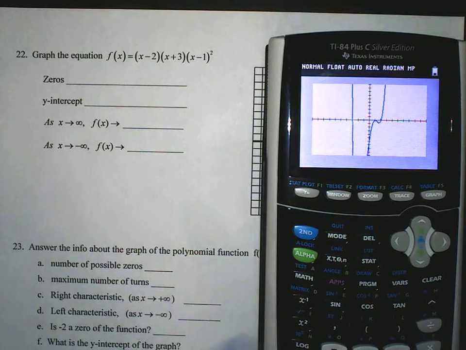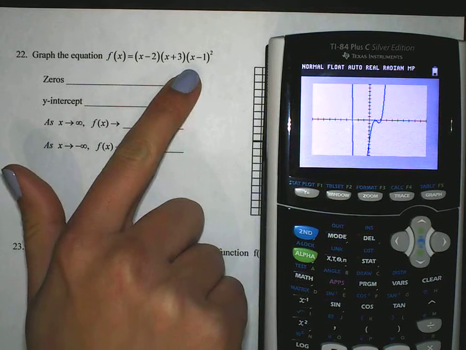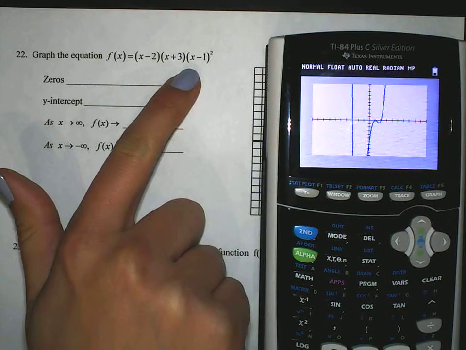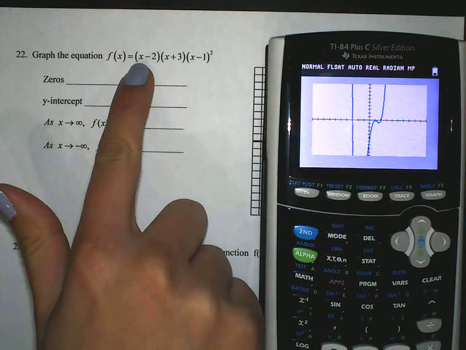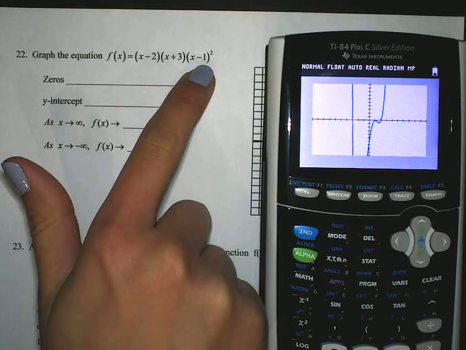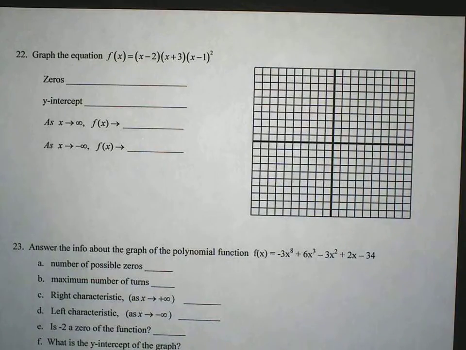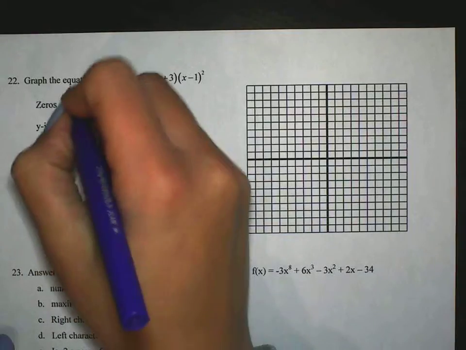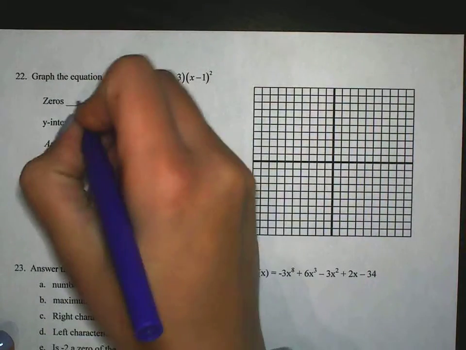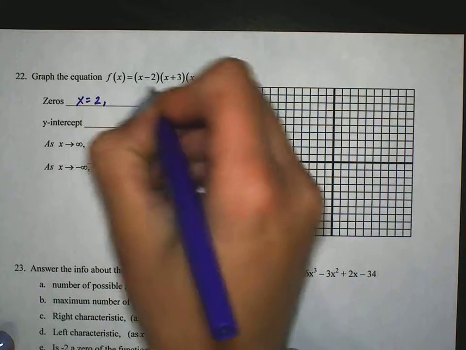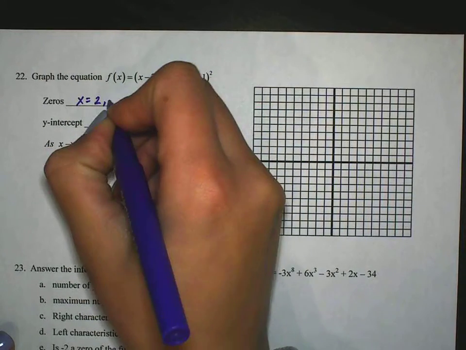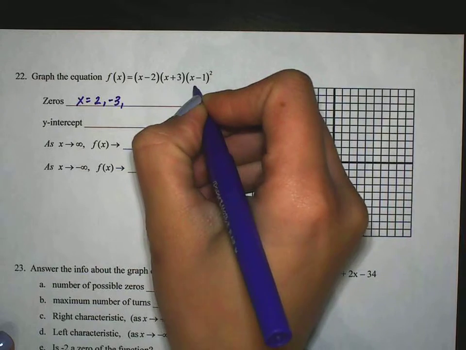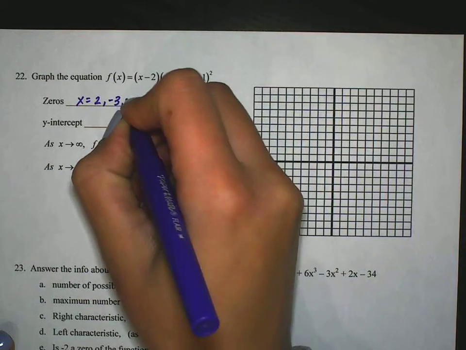Okay, so our zeros. When it's in factored form, it's actually really easy to get your zeros, your x-intercepts, because you just set each factor equal to 0 and solve for x. So if x minus 2 equals 0, I know x is equal to 2. Same thing here. X plus 3 equals 0, x equals -3. X minus 1 equals 0, x equals +1.